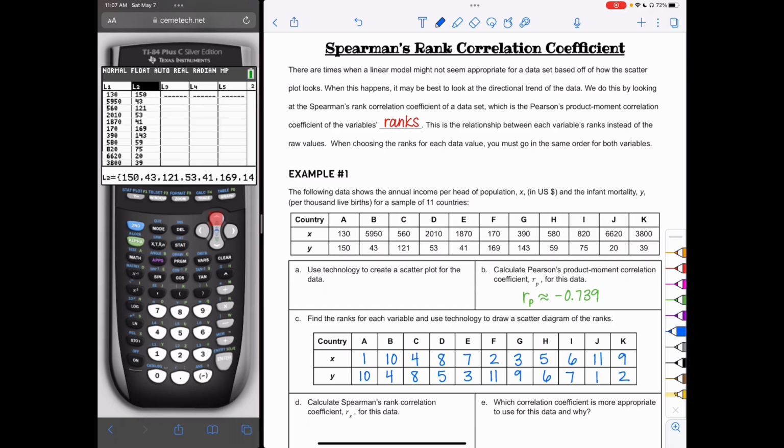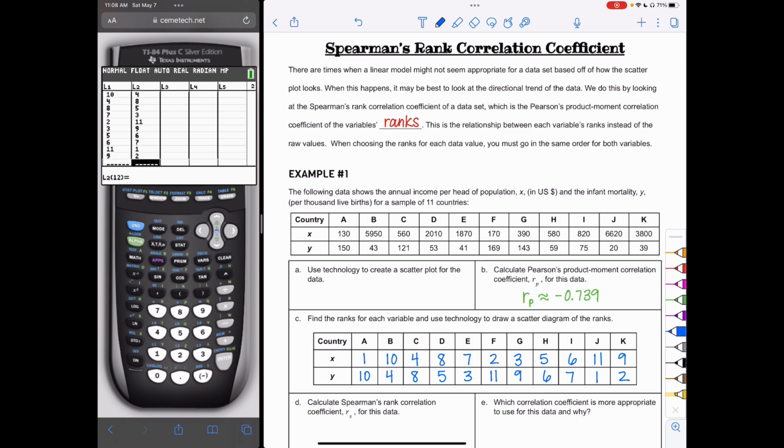So I'm going to clear out my original list. And now I'm going to input the rankings. So I have 1, 10, 4, 8, 7, 2, 3, 5, 6, 11, 9. Then I'm going to do the same thing for the rankings of my Y values: 10, 4, 8, 5, 3, 11, 9, 6, 7, 1, and 2.